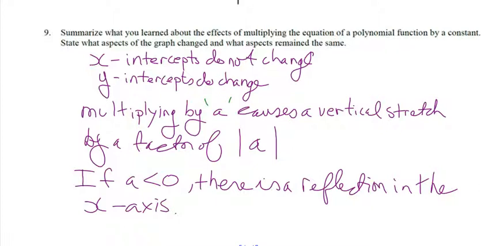Multiplying by a, the letter A, causes a vertical stretch, a different use of the letter A, by a factor of the absolute value of a, which goes back to the first use of a.